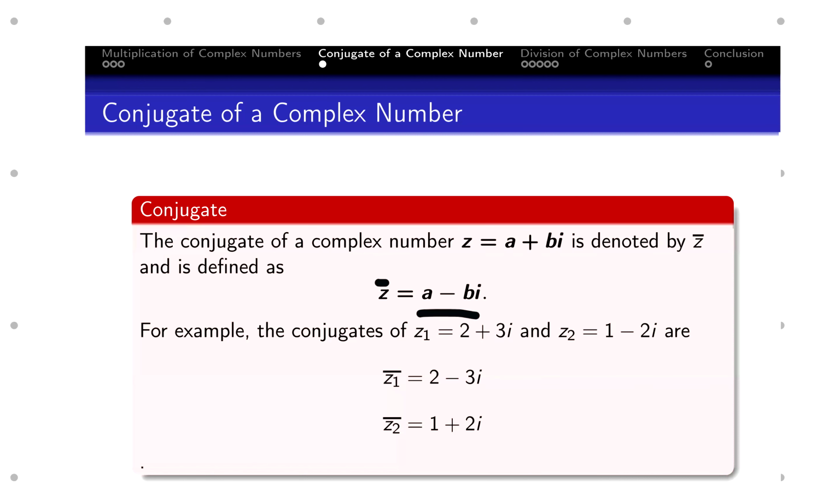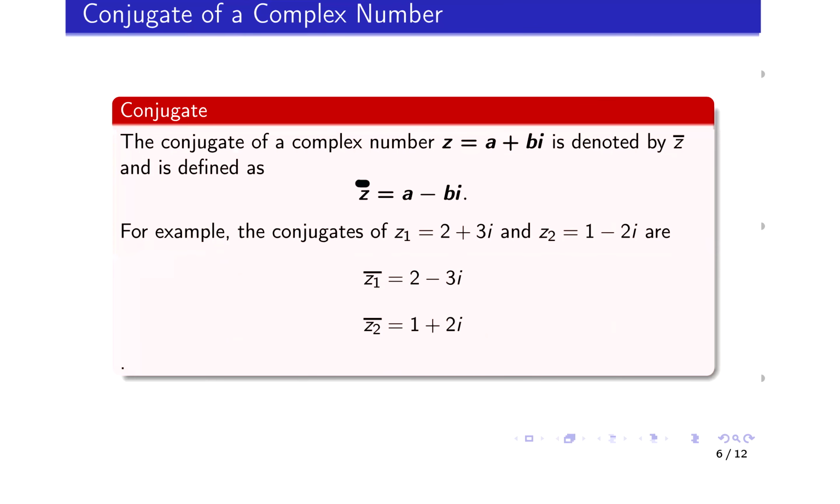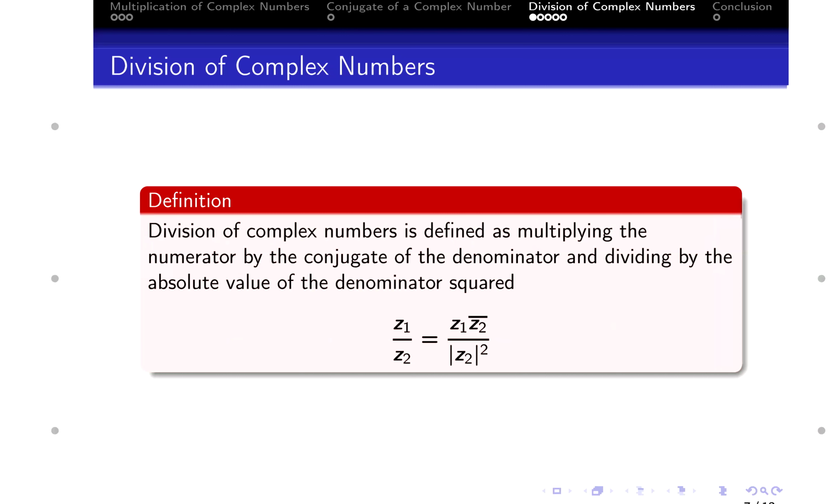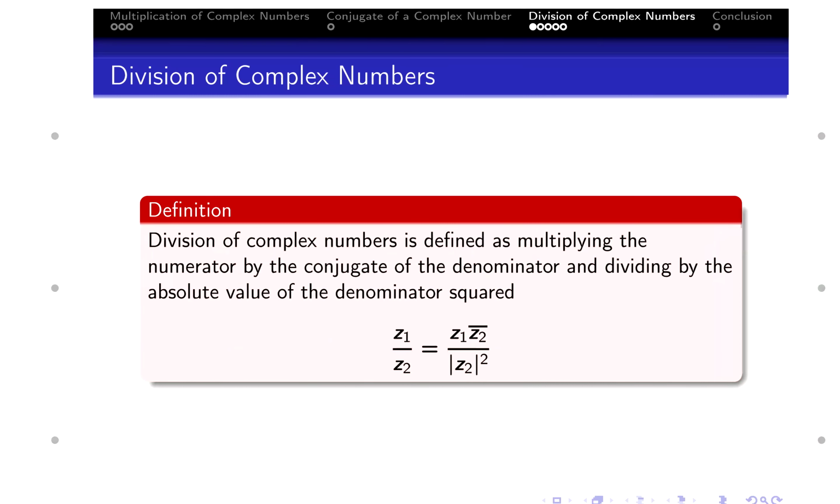Okay, with this idea, we now have what we need to take care of division of complex numbers. Division of complex numbers is defined as multiplying the numerator by the conjugate of the denominator and dividing by the absolute value of the denominator squared. You see why we needed to learn conjugate. This is a very summarized way of talking about division. If you have complex number z1 divided by complex number z2, that is simply the same as multiplying z1 by the conjugate of z2, and at the bottom you square, like what we just did.